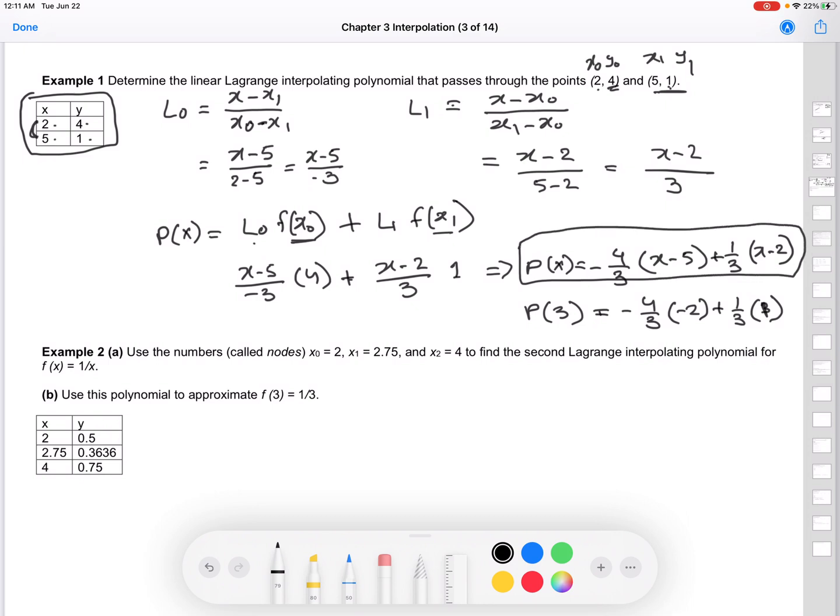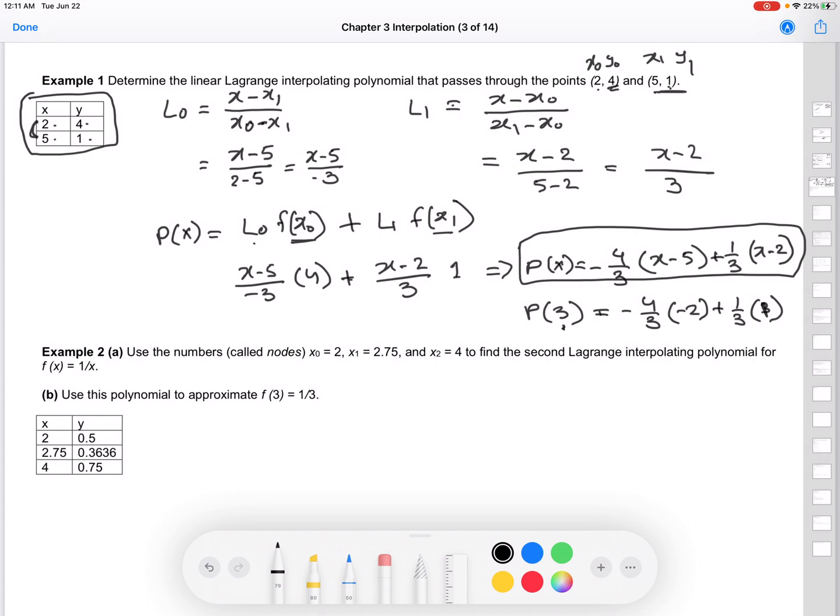And if you want to find the polynomial or function value at any specific point, you will replace x by that point. Okay, so this one was a linear polynomial interpolation because we don't have any power in x. So this is a linear function.